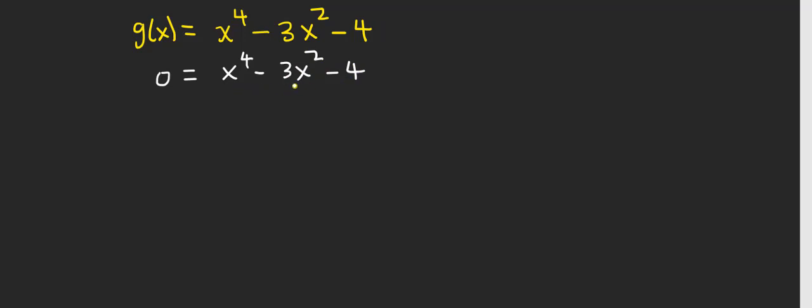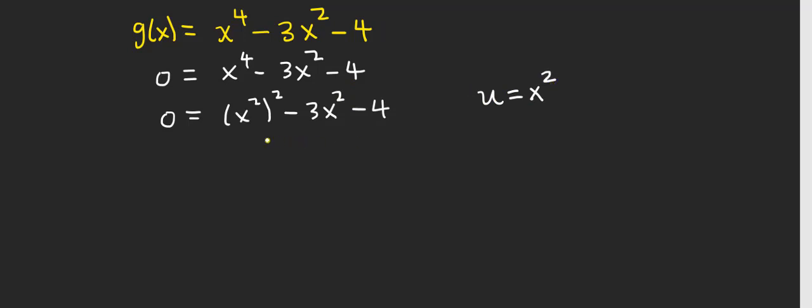Now how are you going to solve this? Well, let's rewrite it as x squared to the second power minus 3x squared minus 4. These two are the same thing. Now what we're going to do is let u equal x squared. So when you do that, you get 0 equals u squared minus 3u minus 4, because instead of x squared, I substituted u.